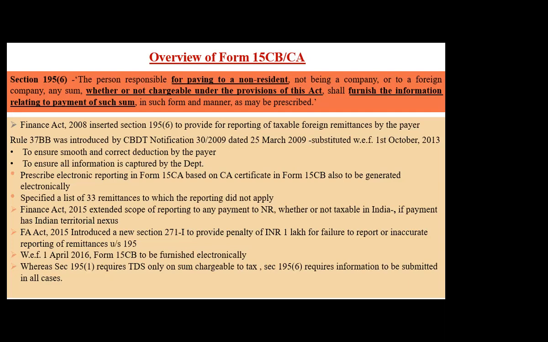So basically it says that irrespective of whether there is any TDS liability under 195 subsection 1, you have to give that information to the department, issue 15CB and CA, except for a few categories which are excluded from this. Except for those, you have to declare it to the department.